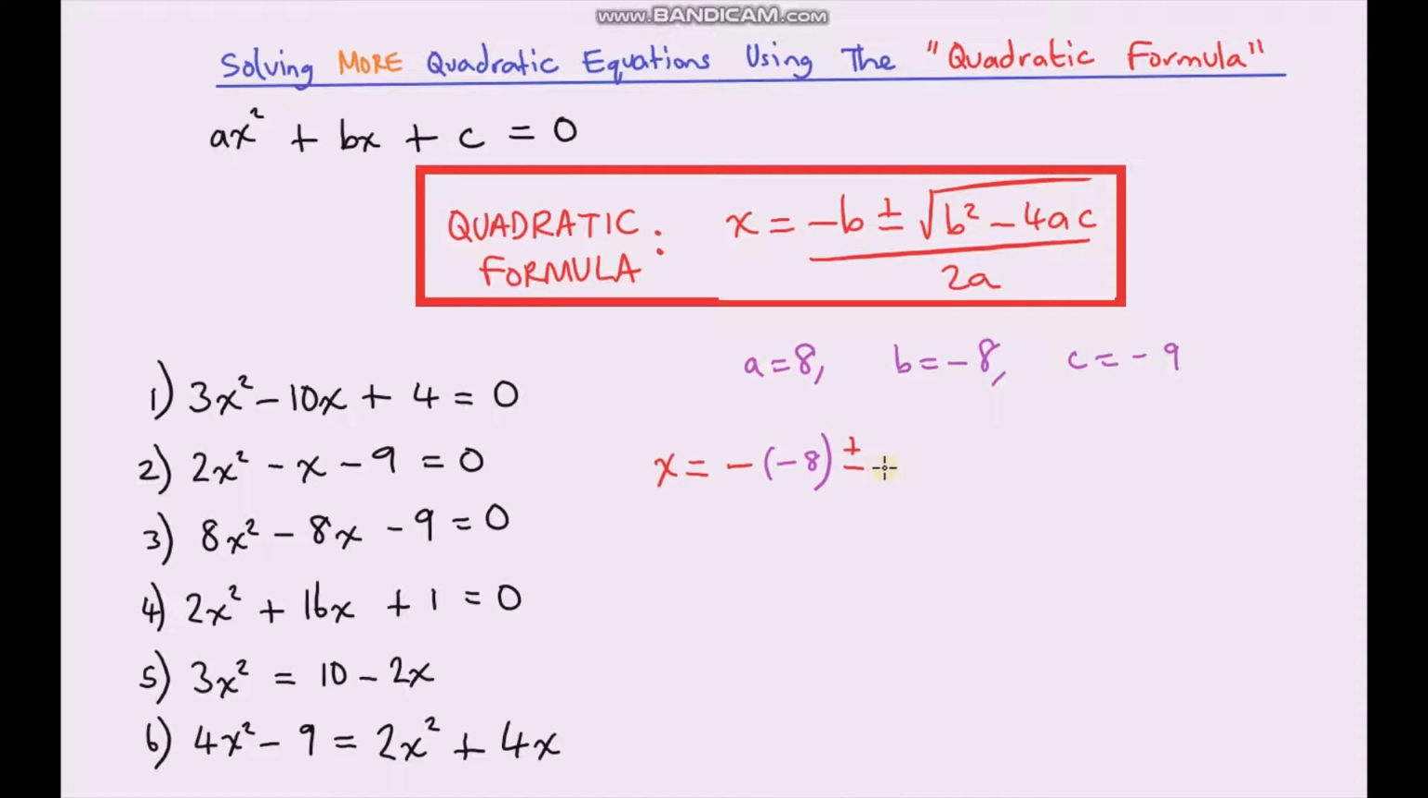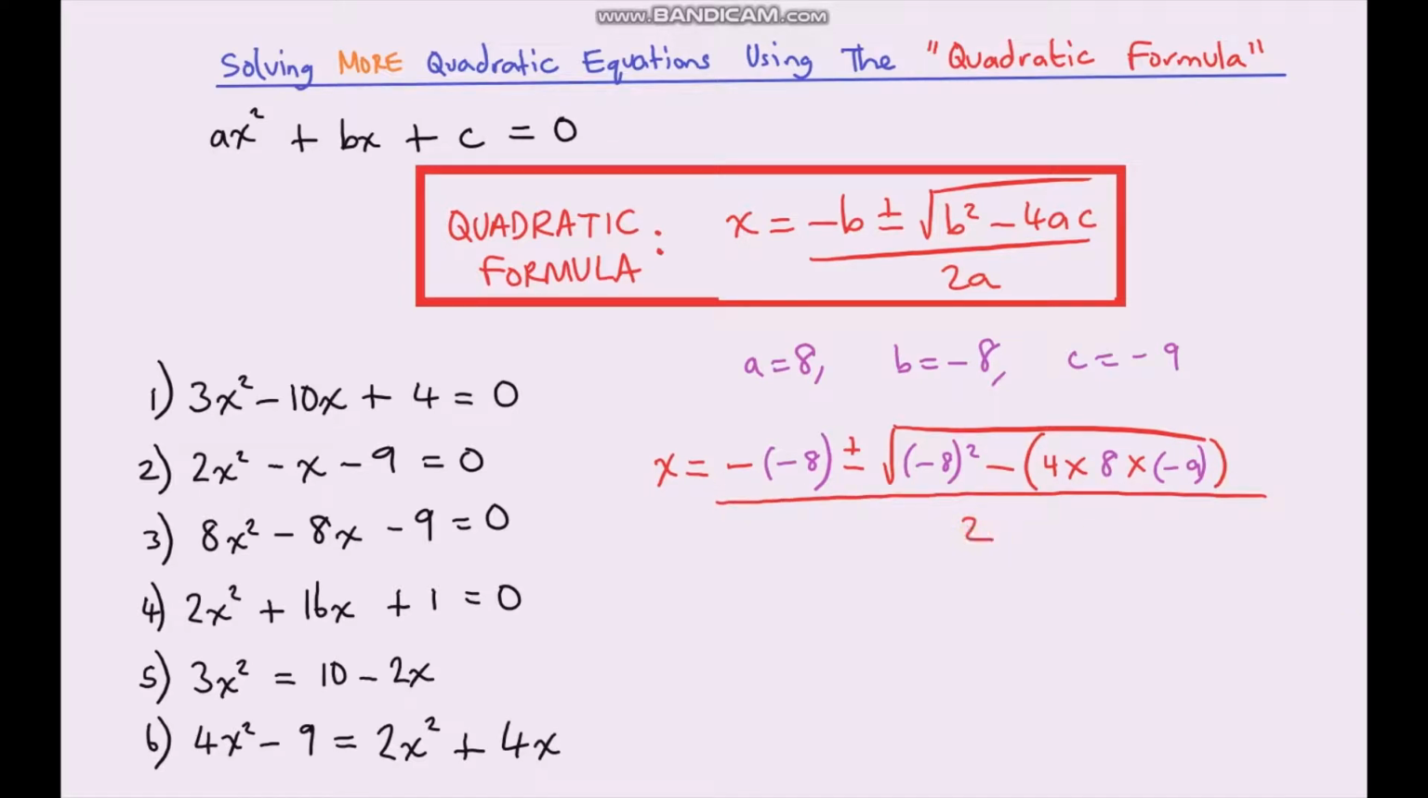And then plus or minus the square root of b squared. So we're going to have negative 8 squared, and then minus 4 times a, which is 8, times c, which is negative 9. Okay, and let's just put brackets around that. I don't need brackets around this, but it just helps me separate this term from this term. And then we're going to divide all of that by 2 times 8.